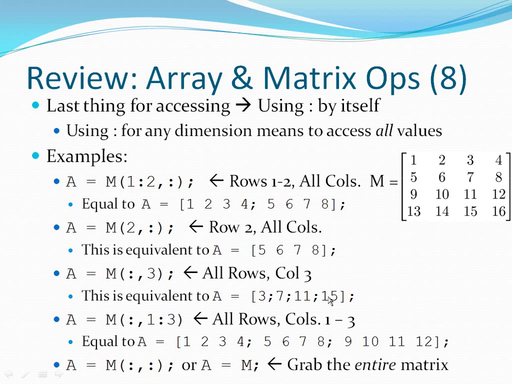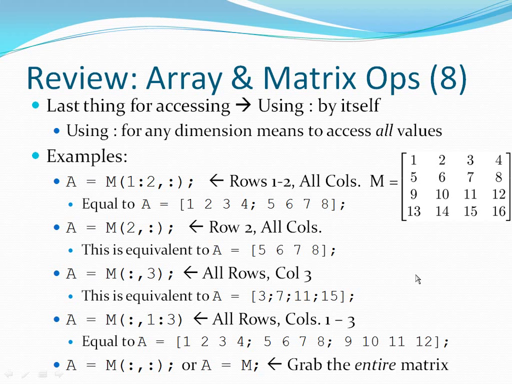And then finally, if I wanted to grab all the rows and the first 3 columns, you get this. Actually, this is a mistake. Anyway, you're grabbing all the rows and the first 3 columns, so it would be this 4 by 3 matrix: 1, 2, 3, 5, 6, 7, 9, 10, 11. So this is a mistake. I'm going to correct that, but you get that.